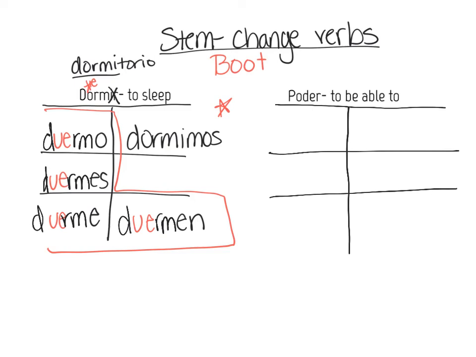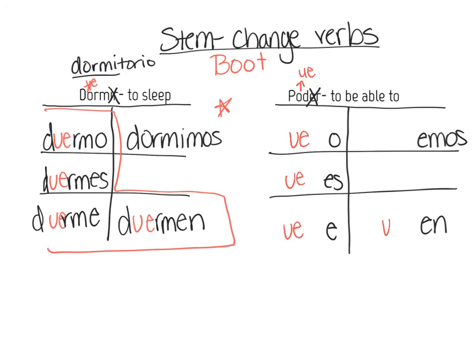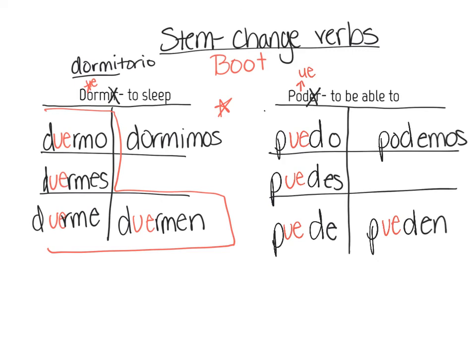So I don't believe this verb is new. If you look at it though, it is an ER verb. So this time we use ER endings: o, es, e, emos, and en. And then just like dormir, it is also an O to UE verb. So those changes happen inside the boot, but it is left alone in the nosotros form. So we have puedo, puedes, puede, and pueden. And this one does not change: podemos.